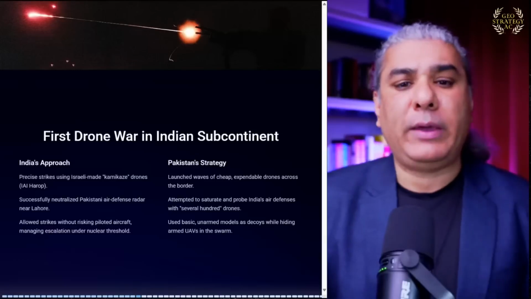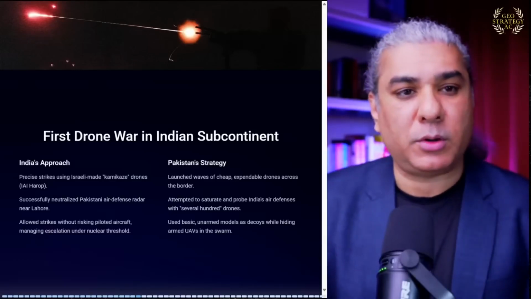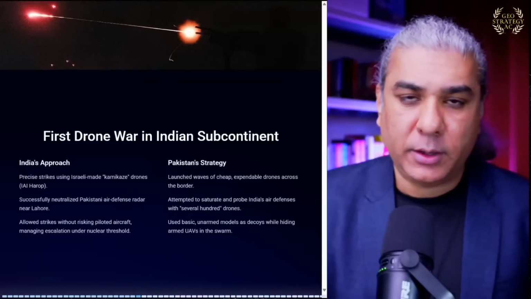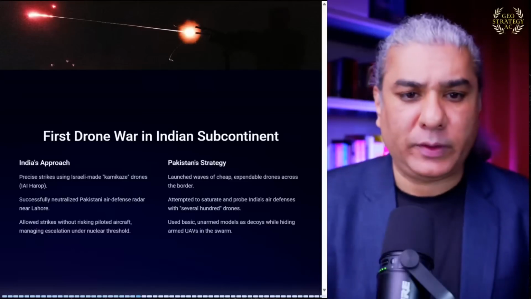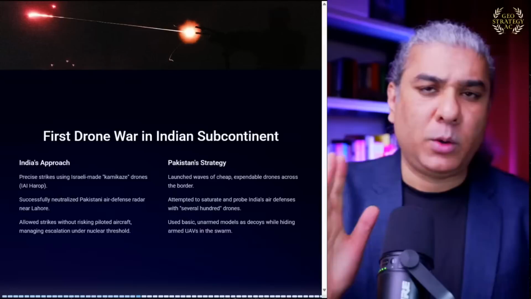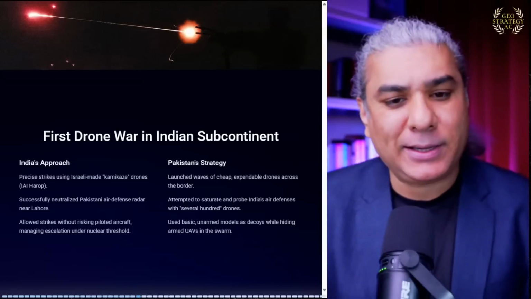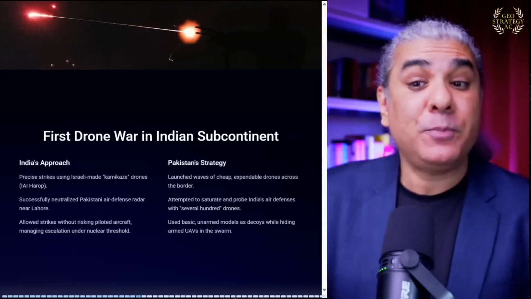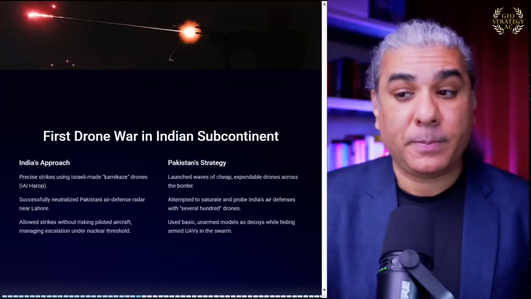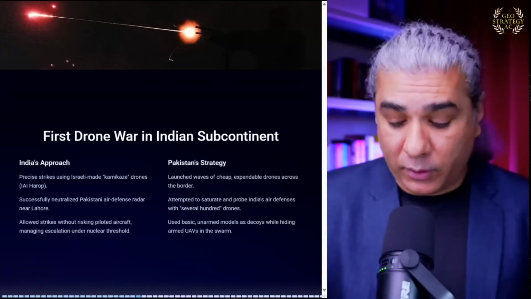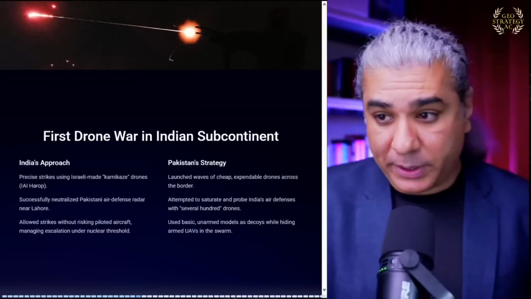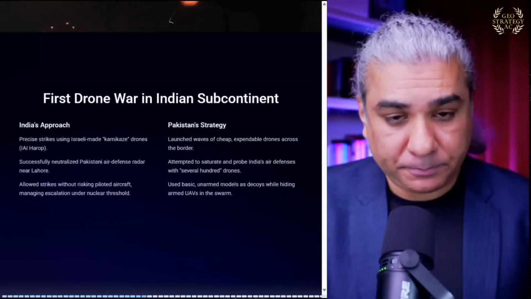So Pakistan launched waves of cheap, expendable drones across the border, hundreds and hundreds of drones every night. They attempted to saturate India's air defenses and probe India's air defenses with several hundred drones. And it looks like they used a large number of basic unarmed models as decoys while hiding armed drones inside the swarm. And we saw the footage, all of us, right, of the Indian air defenses taking out drone after drone after drone. So that was Pakistan's strategy.